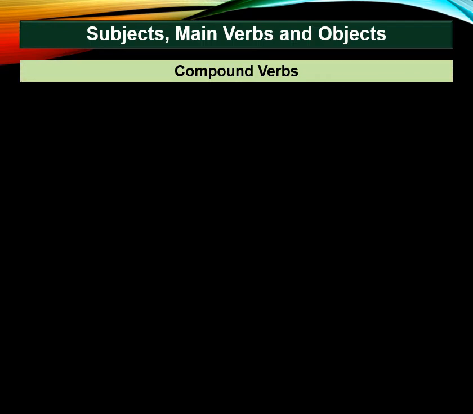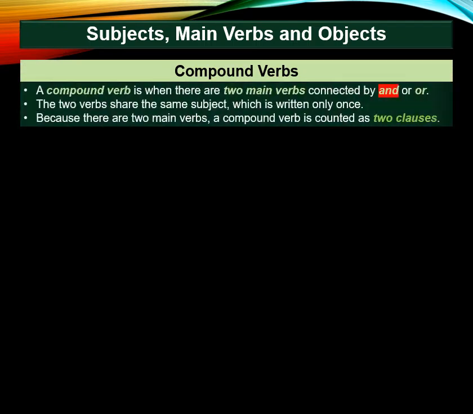All right, compound verbs. What happens with these? A compound verb is when there are 2 main verbs connected by and or, and the 2 verbs share the same subject, which is written only once. Because there are 2 main verbs, a compound verb is counted as 2 clauses.